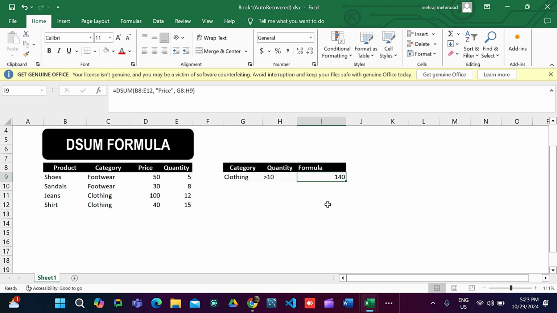So the result is 140. Why is the result 140? Because the formula adds the prices of two items. One is jeans and the second is shirt. Jeans is 100 price and shirt is 40. Since both meet the criteria, the result is 100 plus 40 equals 140.